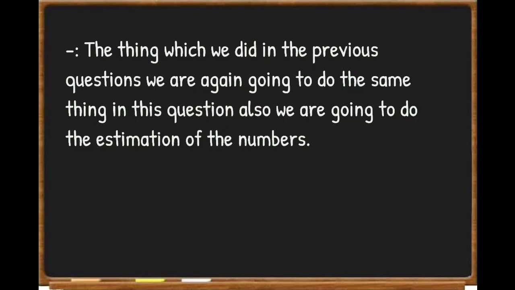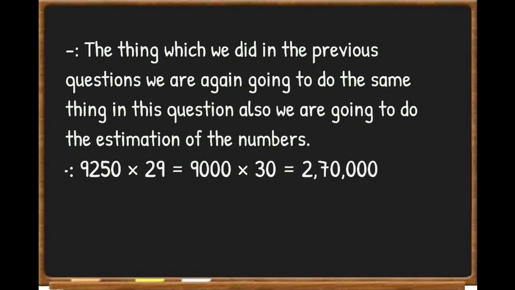When we estimate 9250, we are going to estimate it to the nearest thousands. We know that we are going to compare the hundreds, tens and units place with 500. We know that 250 is smaller than 500. So we are going to proceed with the number, which will be equal to 9000. And now we are going to compare the second number.